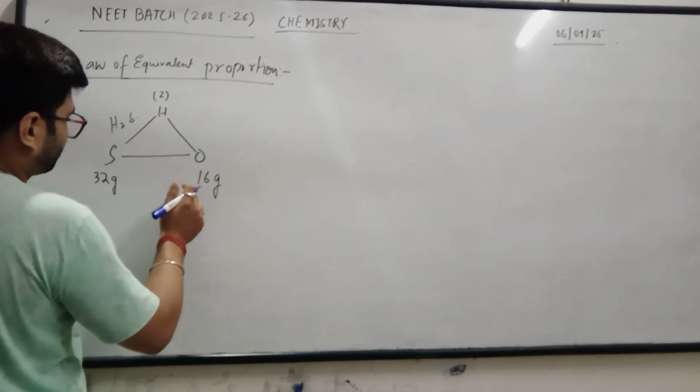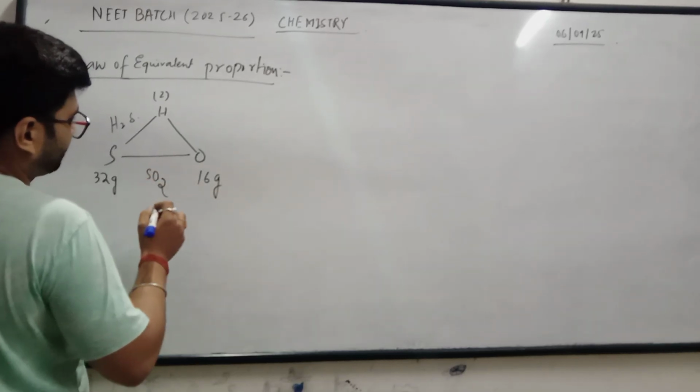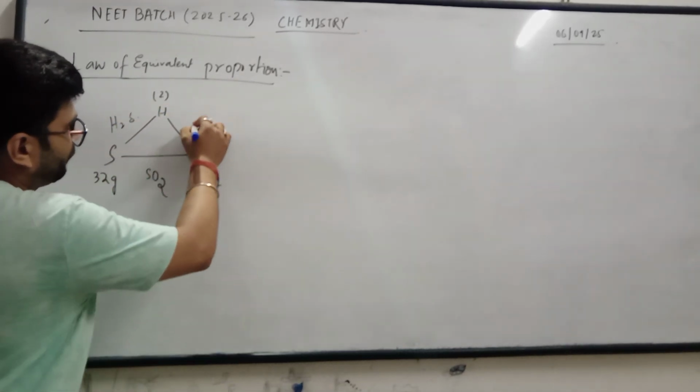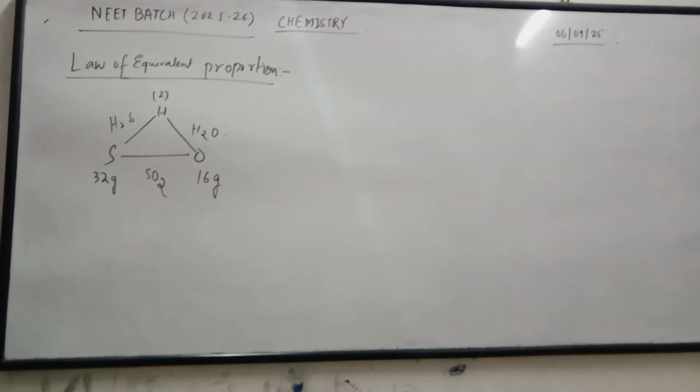Again, 32 gram of sulfur reacts with 16 gram of oxygen to form sulfur dioxide. And again, hydrogen and oxygen combine to form H2O. So here what we can see is that hydrogen combines with sulfur forming hydrogen sulfide, where 2 gram of hydrogen reacts with 32 gram of sulfur. Again, hydrogen combines with oxygen to form water, where 2 gram of hydrogen reacts with 16 gram of oxygen.